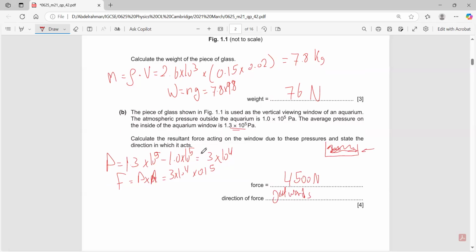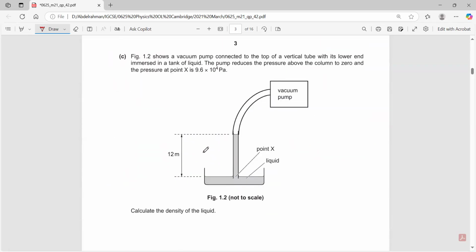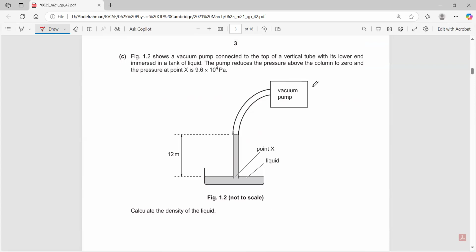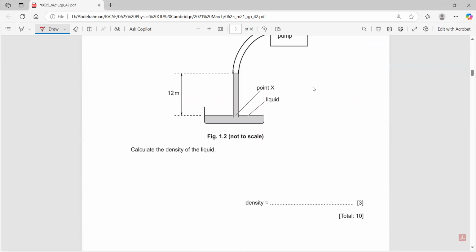Okay. Now, question C shows a vacuum pump. Pressure at point X is 9.6 times 10 to the power of 4. Can I find the density of the liquid? Yes, I can, because pressure equals rho g h.